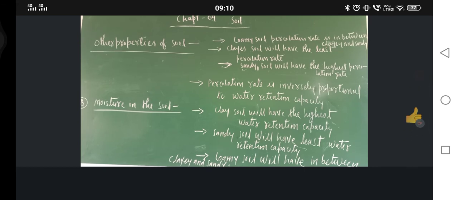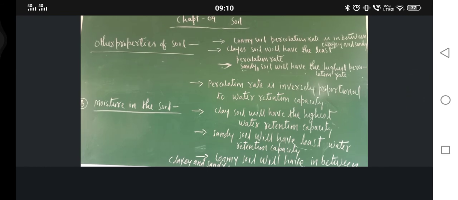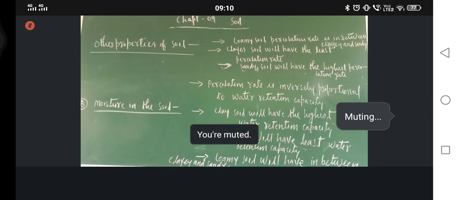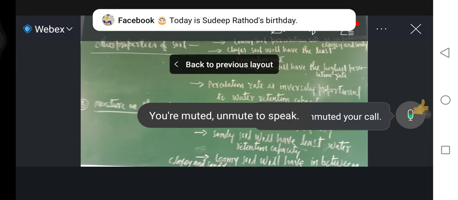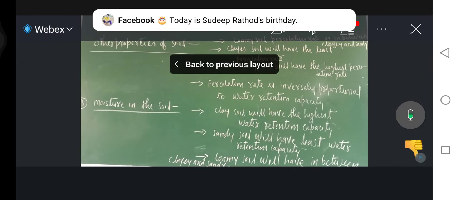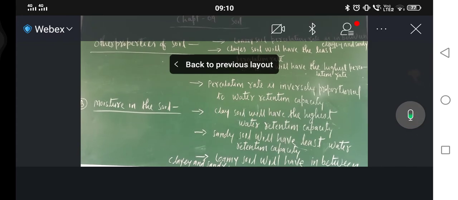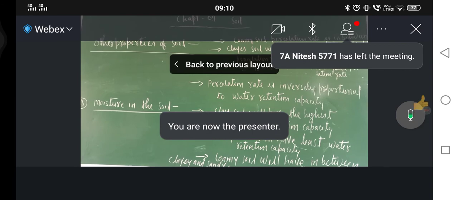Okay, so let us move on and see the question part. Today, so many small questions are there. Like, what is percolation rate? Which soil has the highest percolation rate? Which soil has the least percolation rate? Just one mark. Just see, the pattern of the exam has changed. This time MCQ type questions will be there, so now a small question has a lot of weightage.